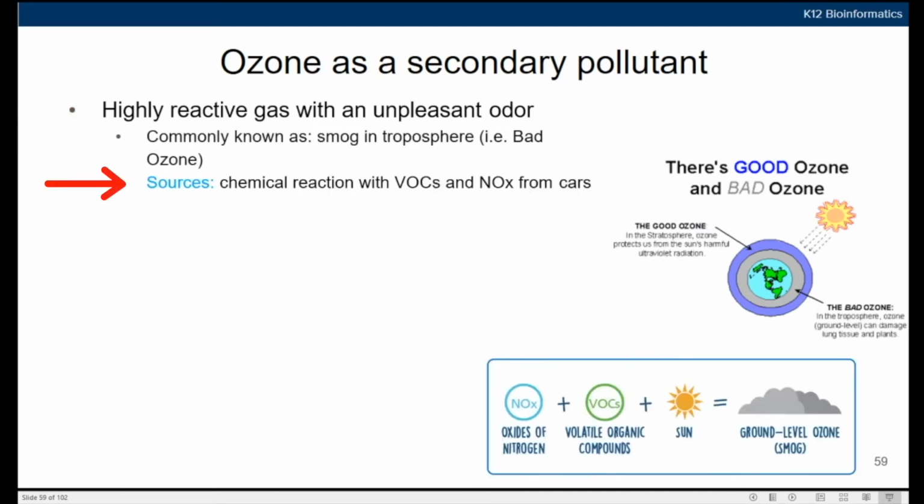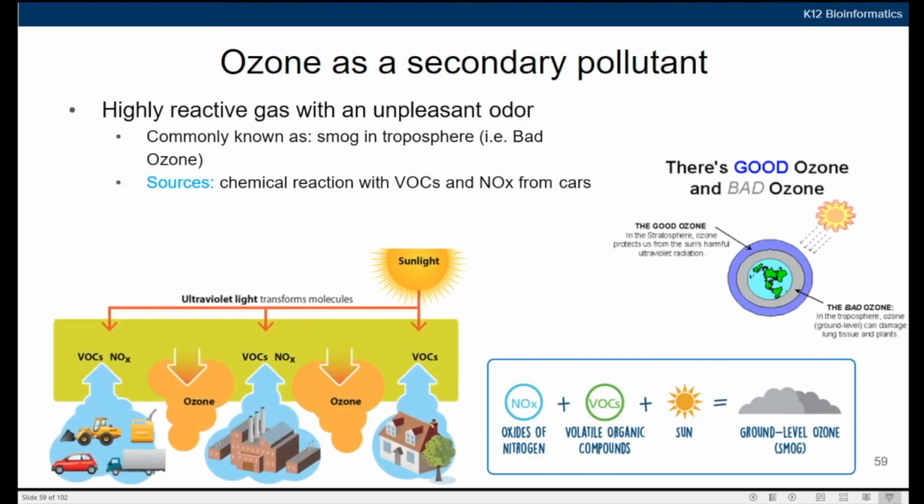Bad ozone forms as a chemical reaction between volatile organic compounds, or VOCs, and the oxides of nitrogen from things like cars. Here we can see an illustration of the reaction that generates bad ozone, where primary air pollutants are emitted and rise up into the atmosphere, and ultraviolet light transforms the molecules into bad ozone as a secondary pollutant, which then falls back down closer to the ground.